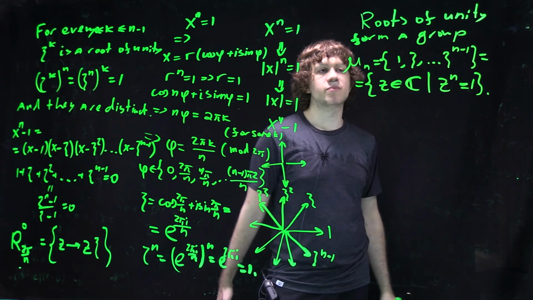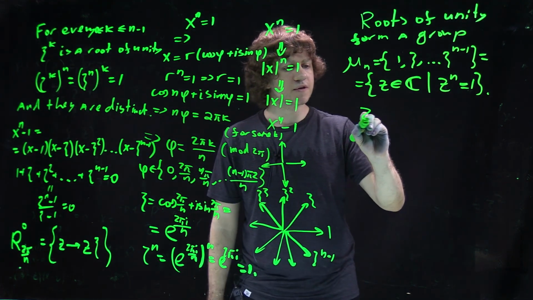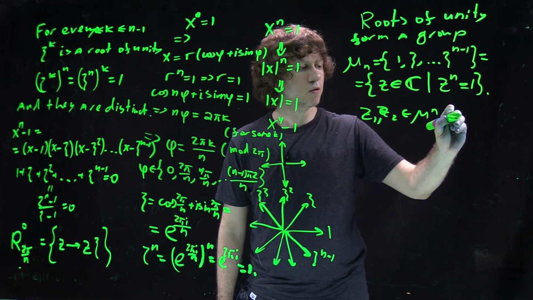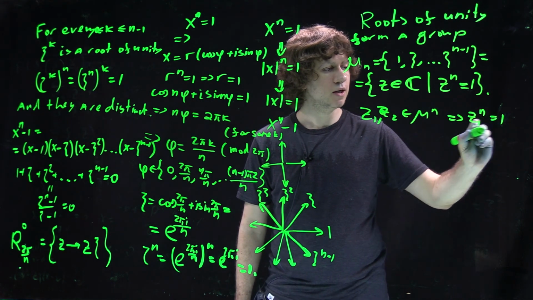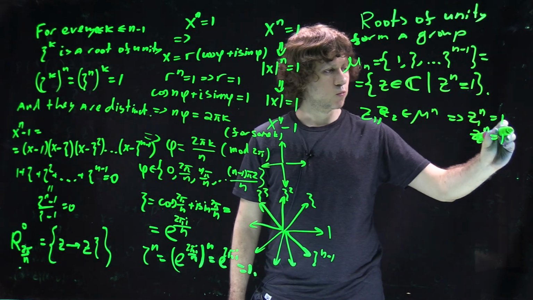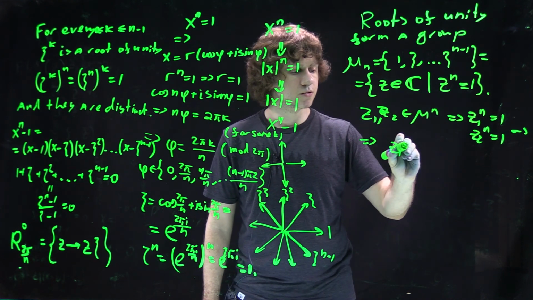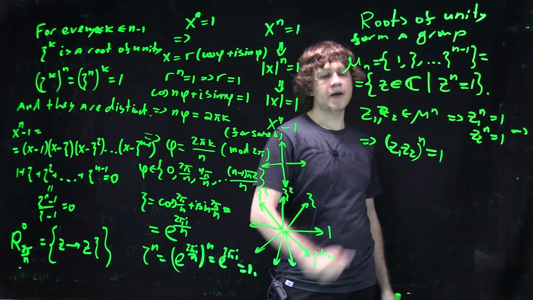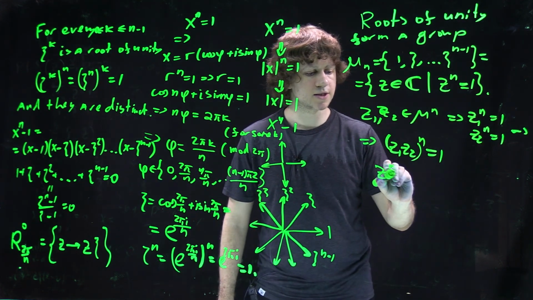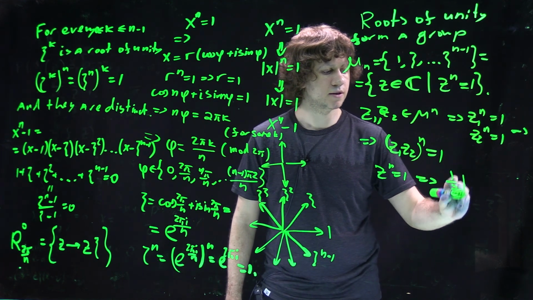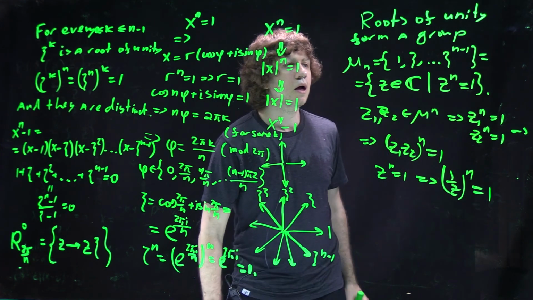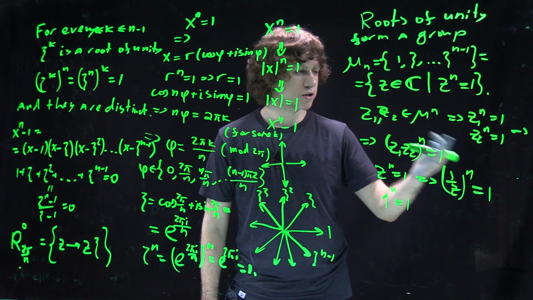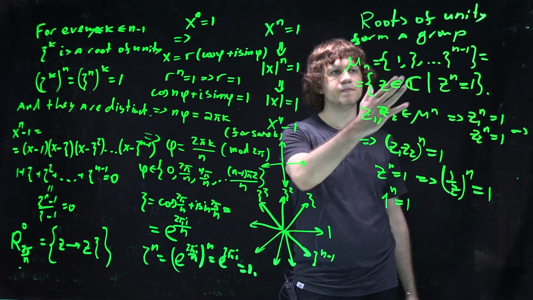And why is it a group? The operation is usual multiplication. So if z1 and z2 are in mu n, then you know that z1 power n is 1, z2 power n is 1, and then you can just multiply them. So z1 z2 power n is 1. And then if z power n equals 1, then you can take the inverse: 1 over z power n is 1. And finally, there is 1. So 1 power n is 1. And so all axioms of a group are satisfied.